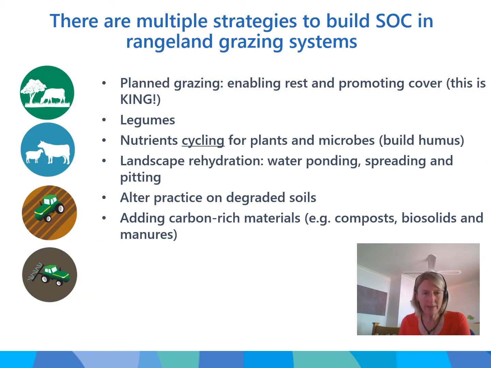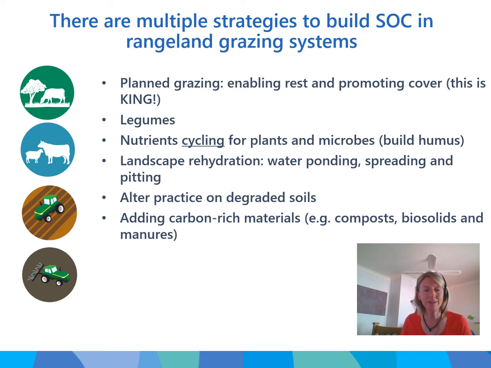So absolutely, there are multiple strategies to build soil organic carbon in rangeland grazing systems. Without a doubt, grazing management is king. So making sure that we're grazing so that plants are in that actively growing state. Making sure that we've got planned rest periods so that pastures can recover. Ensuring that we've got maximum ground cover to protect the soil surface and buffer the soil surface against those extreme changes in soil temperature and moisture. Including legumes or managing for legumes in these systems as well to get that nitrogen provision for our pastures and for our microscopic livestock.